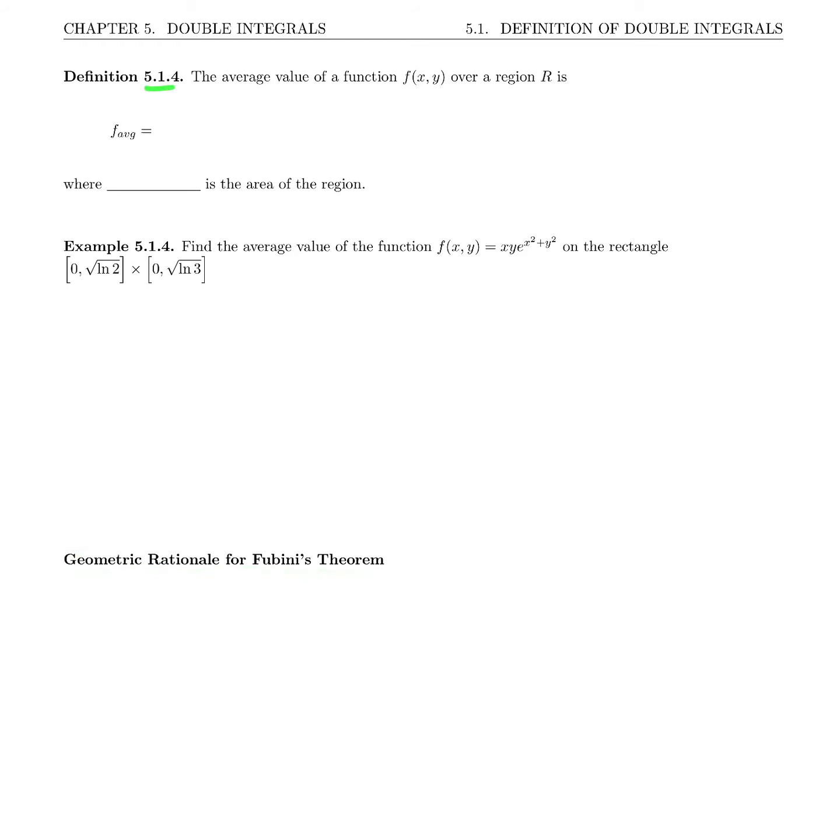So definition 5.1.4: the average value of a function f of x, y over a region R is defined as f average is 1 over A of R, where A of R is the area of the region, times the double integral over that region of f of x, y dA.